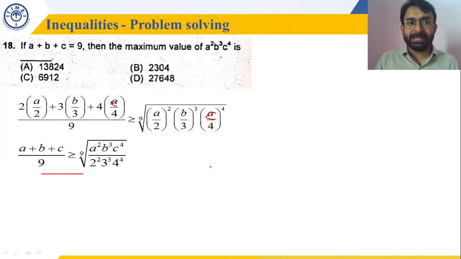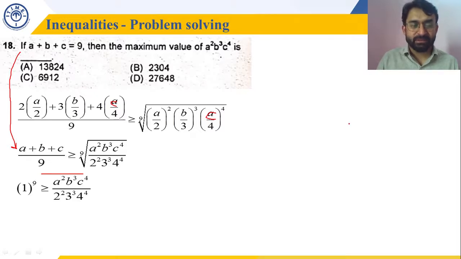Now a plus b plus c is 9. I can put a plus b plus c equal to 9 in this. So I'll get 9 by 9, which is 1. 1 raised to power 9. I'll take the power 9 on both sides. 1 to the power 9 is 1. So I'll have a square b cube c power 4 divided by 2 squared, 3 cubed, 4 raised to power 4 is less than or equal to 1.